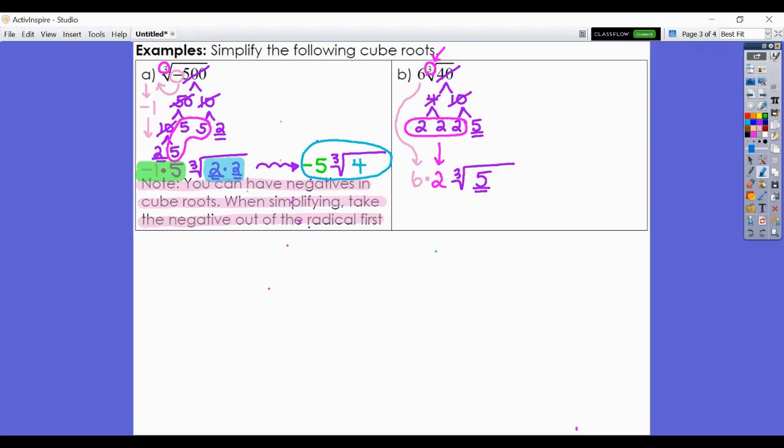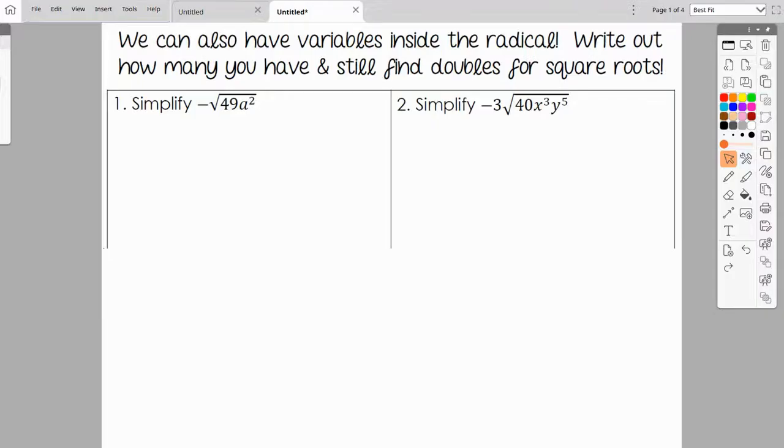Last but not least, we multiply the outside number. 6 times 2 gets us 12. Inside, there's nothing to multiply, so it just stays 12 times the cube root of 5. Let's add in some variables.